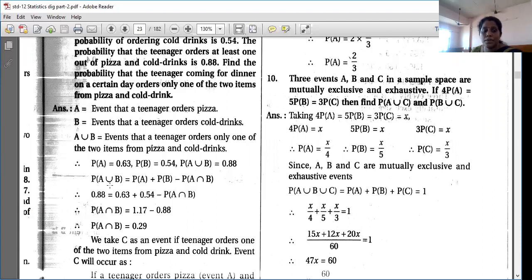See, here A union B was given. So your A union B is 0.88, equal to 0.63 plus 0.54 minus P of A intersection B. So here it comes, 0.88 equal to 1.17 minus P of A intersection B. So your P of A intersection B will be 1.17 minus 0.88. That comes to 0.29.